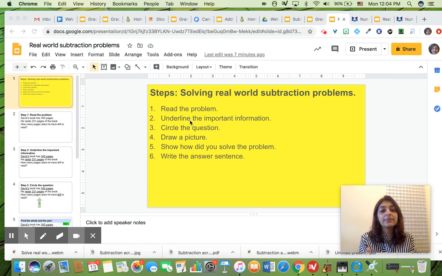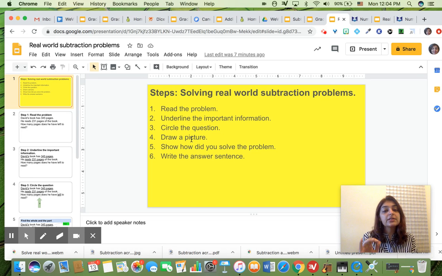The second step is you are to underline the important information. When I say important information, it means the important numbers. So the main thing is what has been given to you, or what do you know. And the third step is circle the question. That means circle what you need to find out. Ask yourself, what do I need to find out in the given problem?